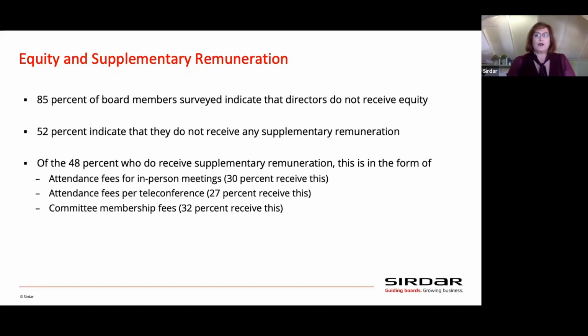52% indicate they do not receive any supplementary remuneration. And of those that do, it would be additional attendance fees for in-person meetings, attendance fees for teleconference, and committee membership fees.